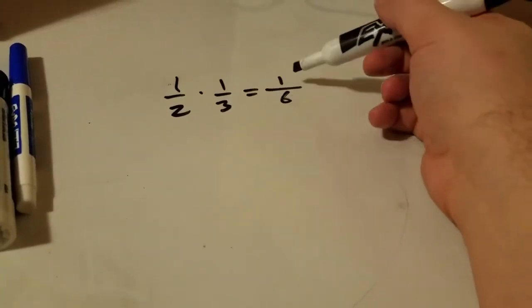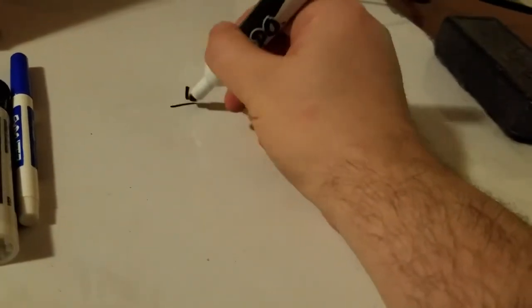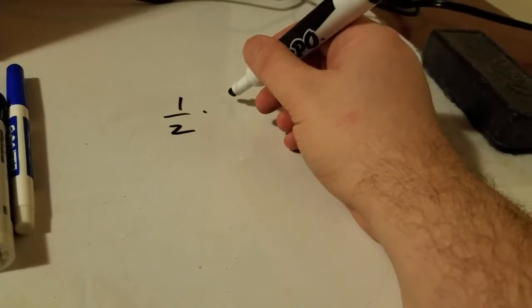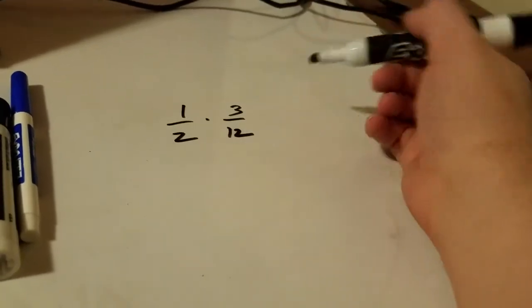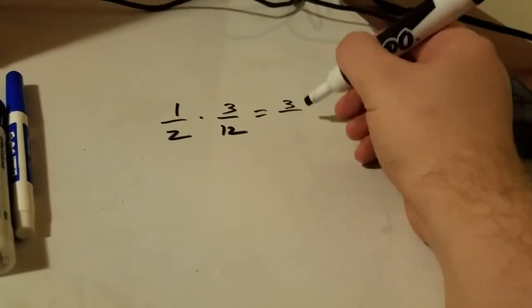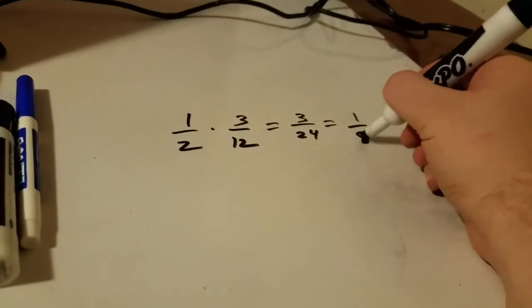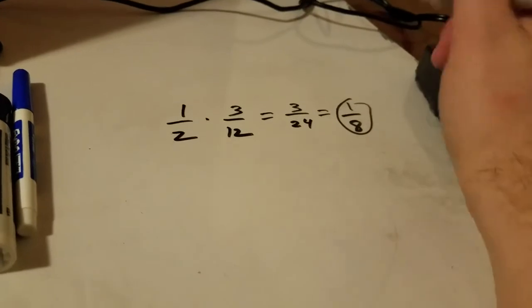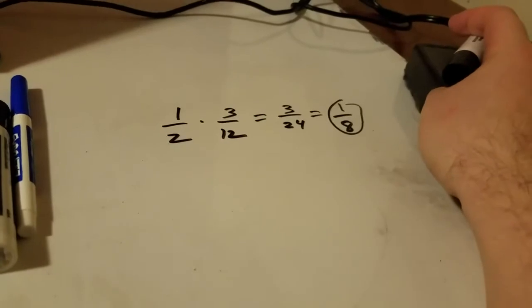If you can, you always want to simplify at the end. Let's look at a problem where you could simplify. How about 1/2 times, I don't know, 3/12. Okay, well, I could have simplified this before, so I can say that this is 3 over 24, but I can actually simplify this as 1 over 8. Okay, so you always want to simplify at the end. Or I should say, you can simplify at any point, but you want to simplify by the end. That's what I should have said.